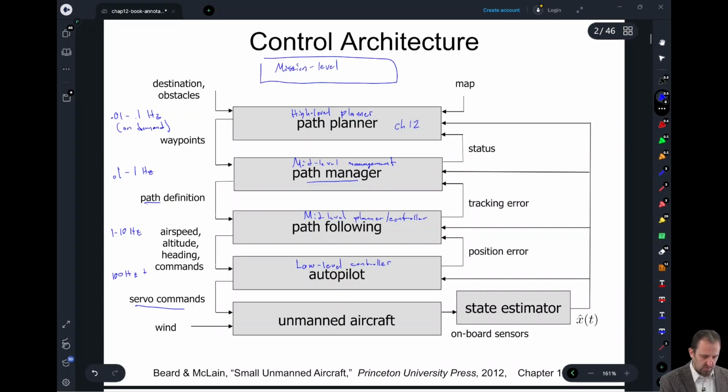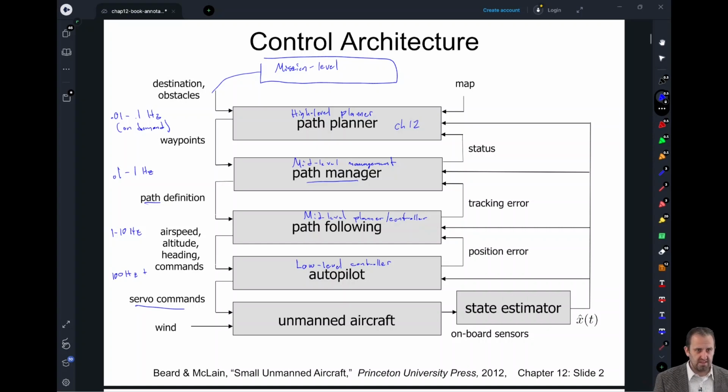Or we're doing collaboration with other aircraft or trying to accomplish particular objectives, right? And that's going to give us that destination. It's going to tell us about the obstacles. We're going to be ingesting the map information. So we have higher levels of planning, and we can continue to go up.